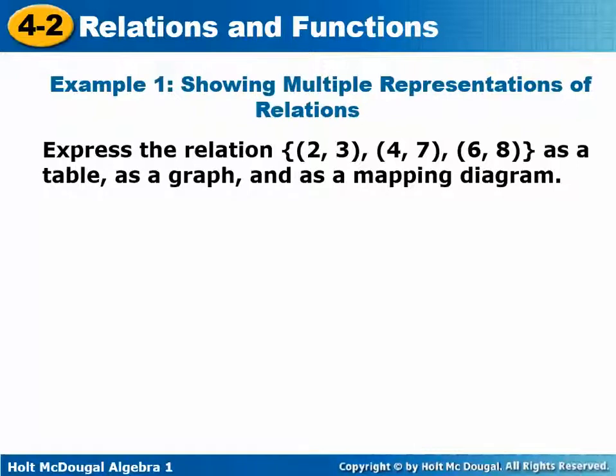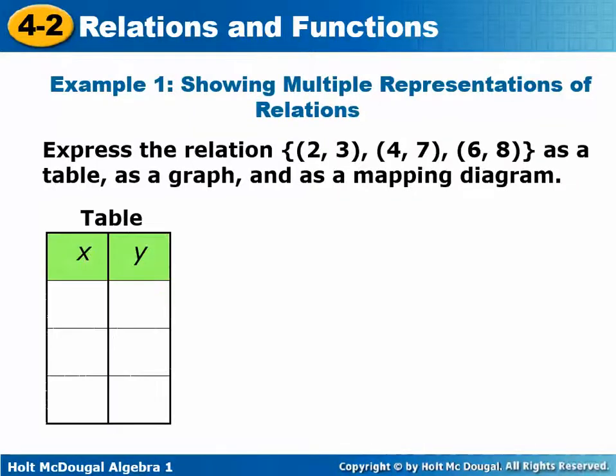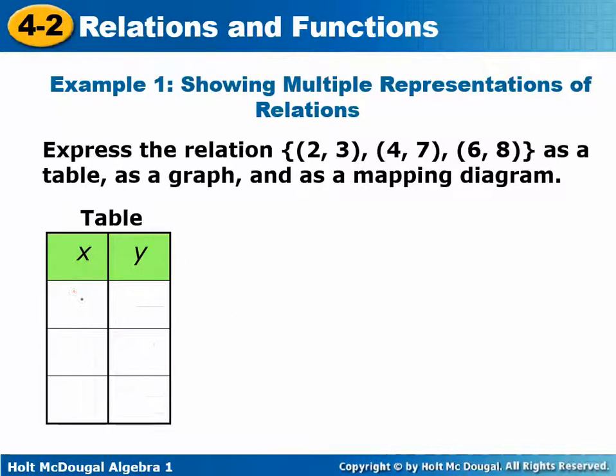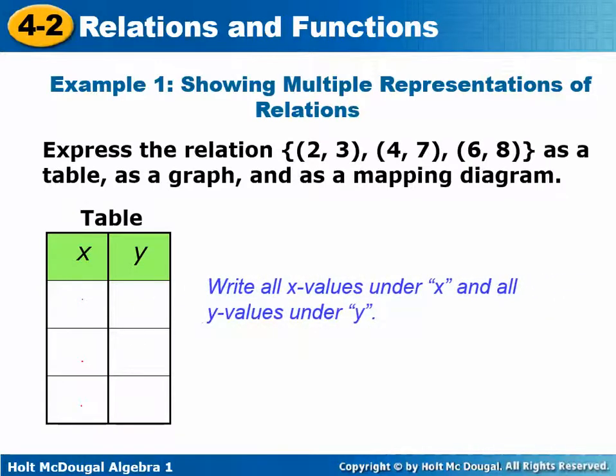So they're saying that we've got a bunch of ordered pairs, (2, 3), (4, 7), and (6, 8). And they say show that as a table, which means an XY table, like a T-chart. And you'll put the X's here and the Y's here. So when you fill it in, you would get 2, 4, 6 for the X values because they come right from the coordinates. And then the Y values would be 3, 7, and 8. So that's how you would express this relation with a table.